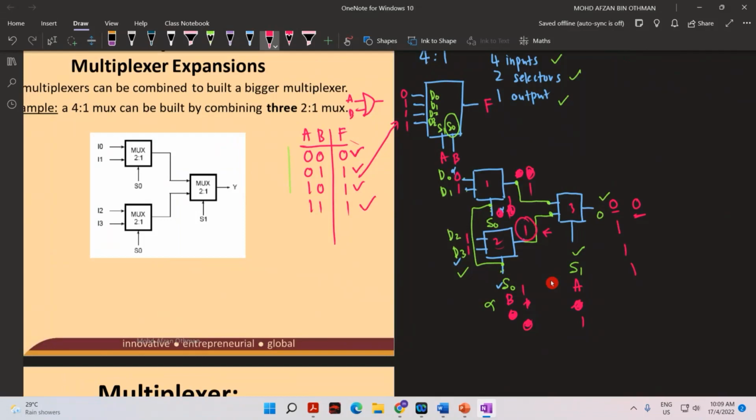So kita dah design. Okay, we use a 4 to 1 mux to implement the OR gate. And then this one here kita dah buat multiplexer expansion by using 3 of the 4 to 1 mux. Macam tu dia cara nak tengok sama ada sambungan kita betul ataupun salah.